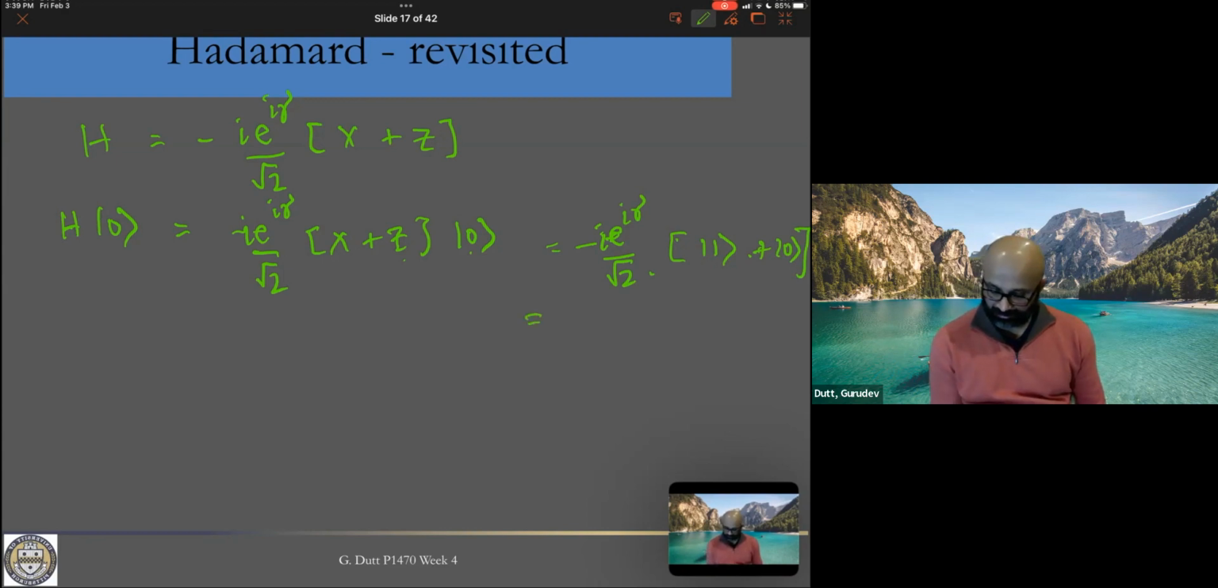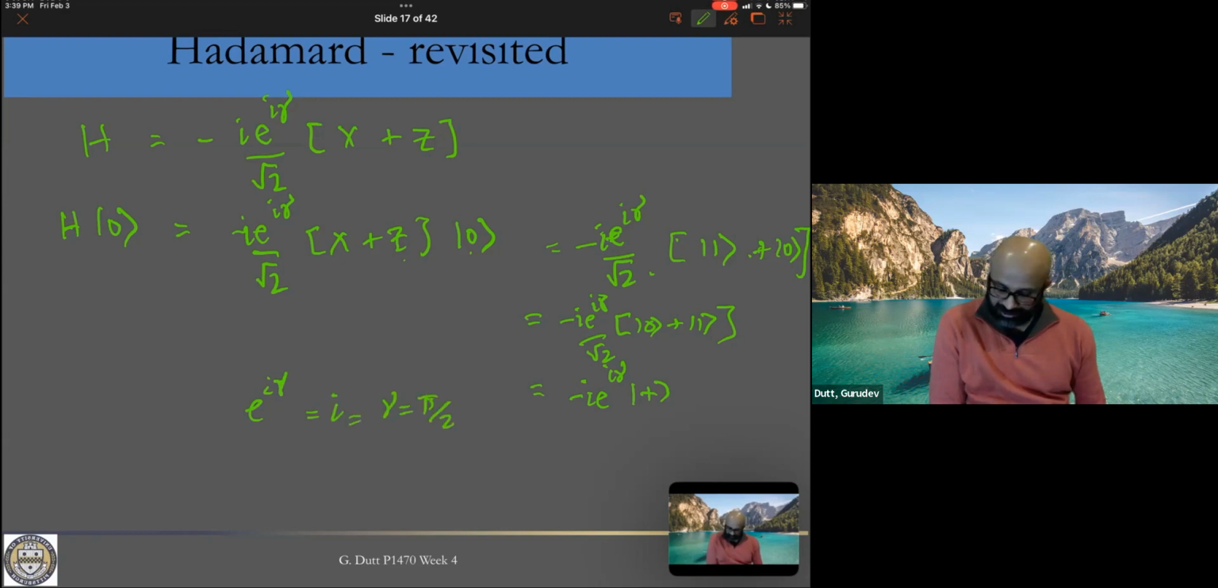So we end up with minus i e to the i gamma over √2 times |0> plus |1>, which of course, (|0> plus |1>) over √2 is the plus state, but now we have this extra global phase, minus e to the i gamma, times the state plus. But because gamma was arbitrary, we could choose it in any way we want. We can choose e to the i gamma equal to i, that is, gamma equals pi over 2.